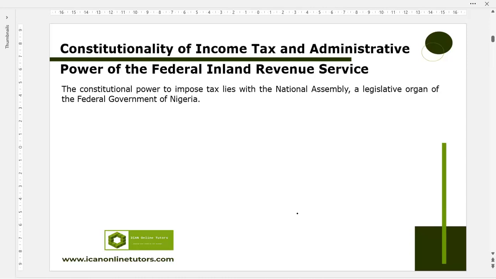If you want to understand this better, you can go to our YouTube link and check chapter 2 for principles of taxation. I believe I discussed this extensively there, where I discuss the sources of Nigerian tax law.